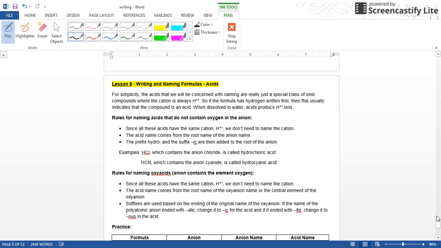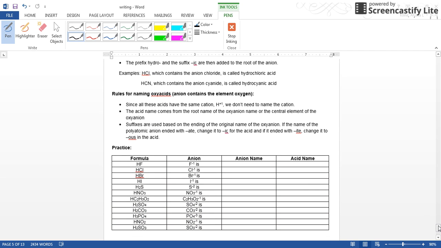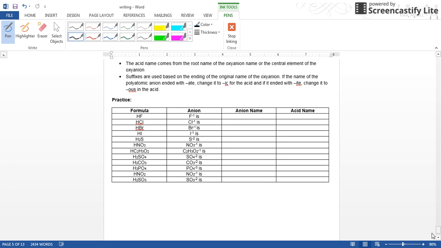So if you have an oxyacid, that means it contains oxygen. What we're going to do is name the oxyanion, and then there are a couple of suffixes that are used, depending on what it ends with. In order to identify these, what we're going to work on is naming the actual anion first, and then we'll work on naming the acid from there, okay? So this first one here, F-1. F-1 is fluoride, okay? Remember how we name these anions here?